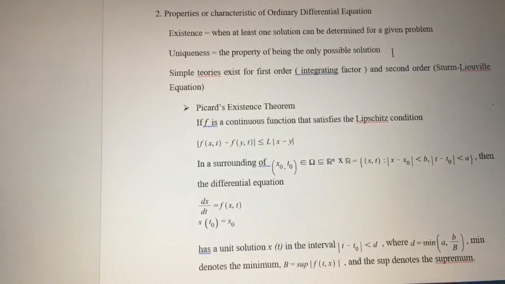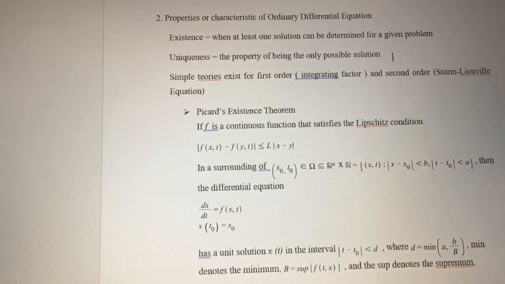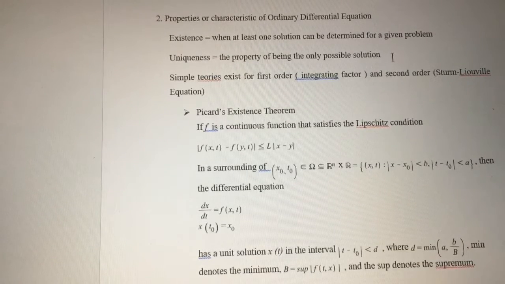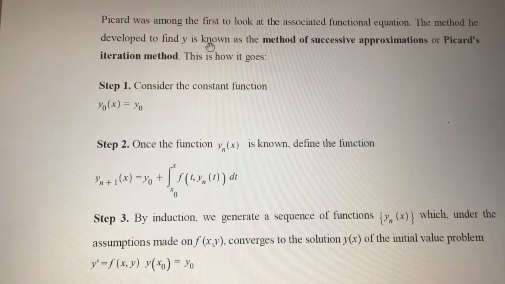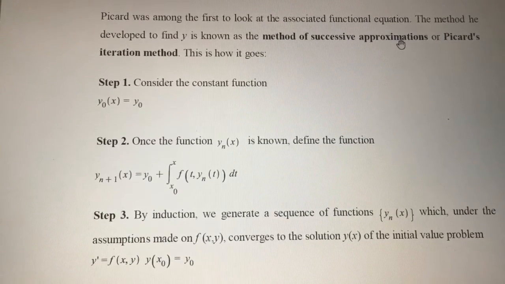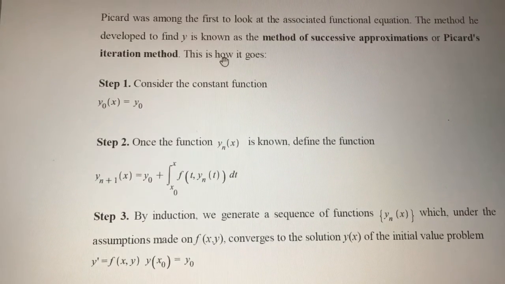Why is Picard's theorem so important? One reason is it can be generalized to establish existence and uniqueness results for higher-order ODE. The method to find y is known as the method of successive approximations or Picard's iteration method. This is how it goes.